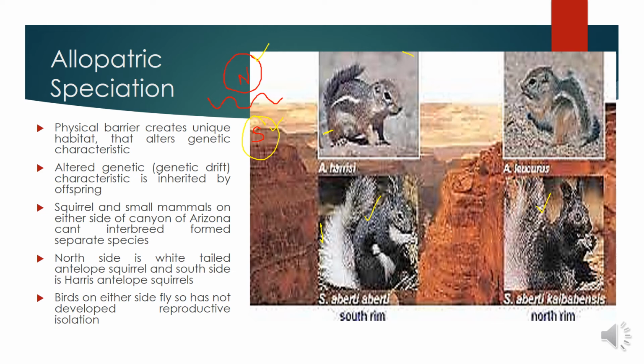They have actually not been able to move across the canyon, because at the very base of the canyon, it is a very hot and dry desert. So they are not able to cross that amount of arid land, so they are getting isolated, reproductively isolated, and developed into new species.